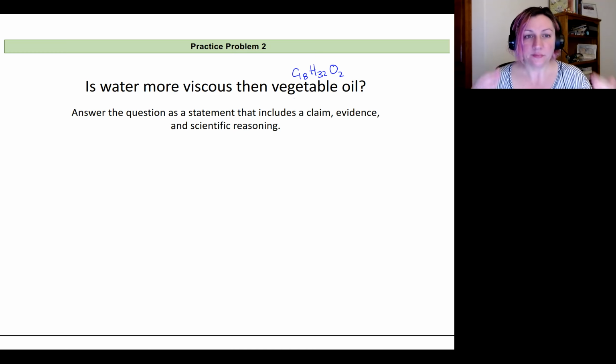But what I'd like you to do is to think about this, reflect, and then write your opinion, your answer, as a statement that includes a claim that's supported by evidence, and then that evidence is connected to the claim with scientific reasoning. So this is also a little bit of practice with our scientific writing skills, supporting all of our claims, all of our statements, all of our opinions with some evidence.